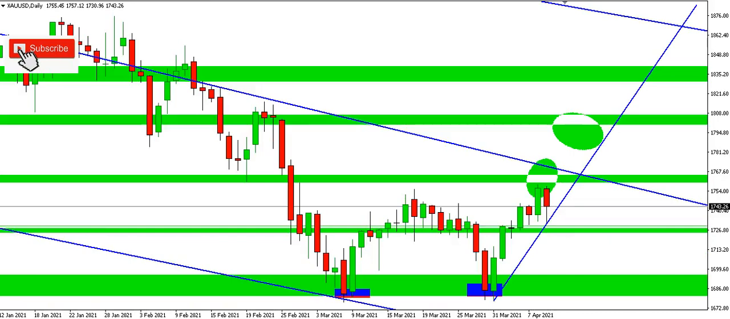All now depends on what happens here. This is the battle zone. The zone around here is the battle zone. Will this trend line resist price?